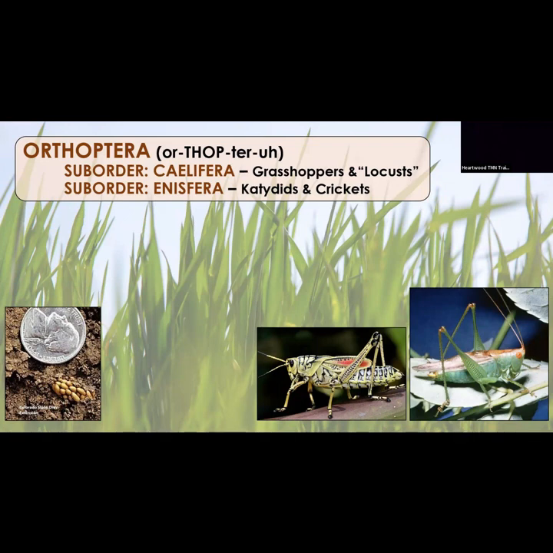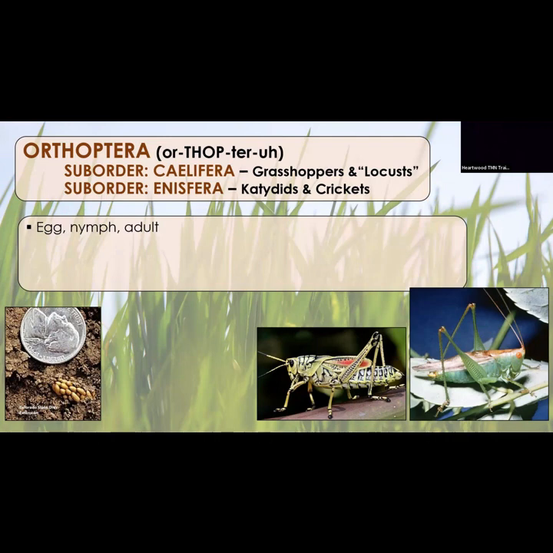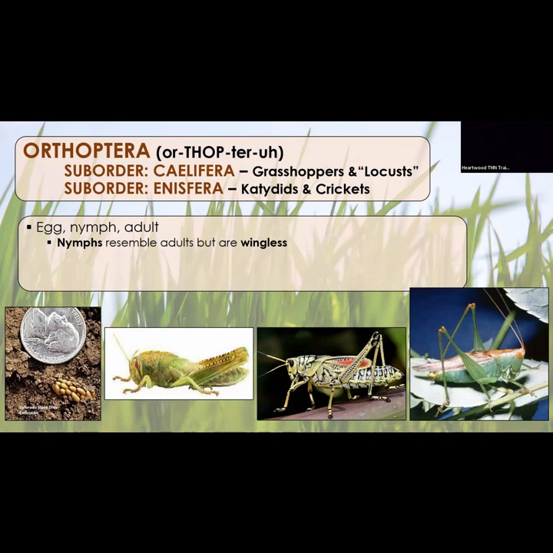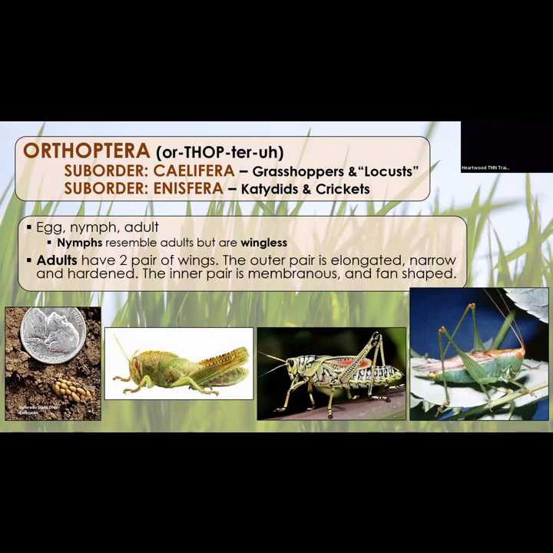And the separation comes down to their appearance, right? They have incomplete metamorphosis. So they have an egg, a nymph, and an adult stage. The nymphs resemble adults, but they're wingless. So you might notice their little wing pads will be growing out. And that was present on that grasshopper. And right now I'm passing around a cricket and a couple of grasshoppers of different sizes. So the adults have two pairs of wings. The outer pair is elongated and narrow and more hardened. And the second pair of wings is membranous and fan-shaped.